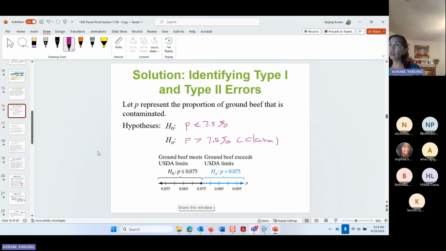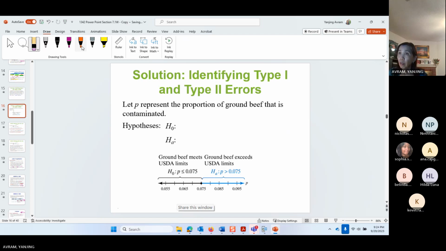Okay, so how do I identify type 1 and type 2 error? Basically, in this book, we only talk about the type 1 error. We don't talk about the type 2 error. We don't calculate the type 2 error. That will be for another statistics course, okay? So for this course, we are only using the type 1 error.